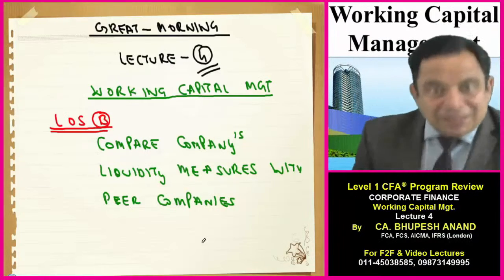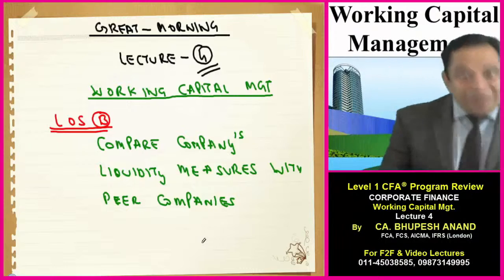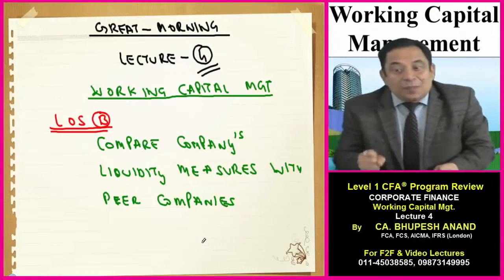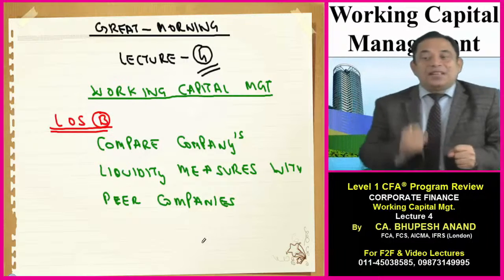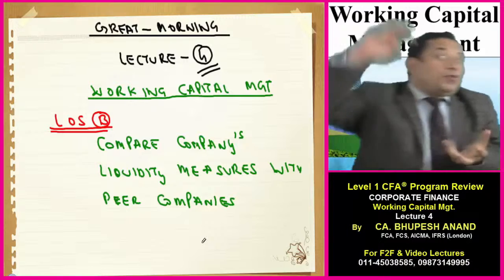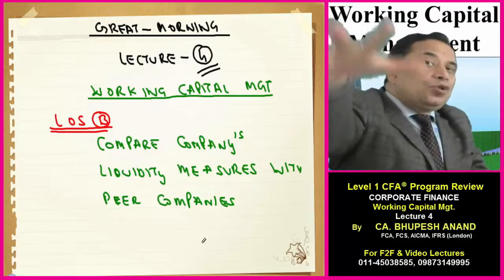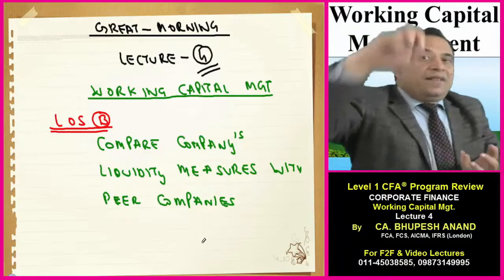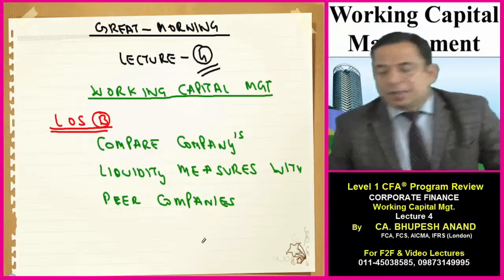Good morning. Lecture number 4, working capital, reading 38, and learning outcome B is: compare companies' liquidity measures with peer companies. Before comparing, at least I should know what those liquidity measures are. When I say liquidity measures, those are nothing but ratios.